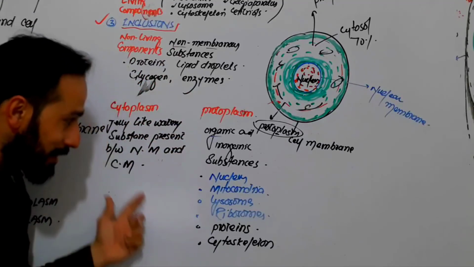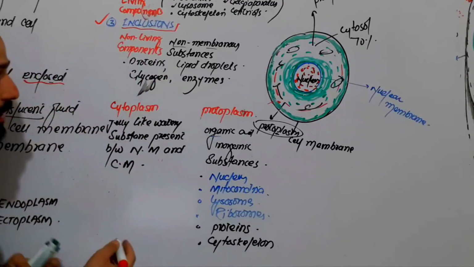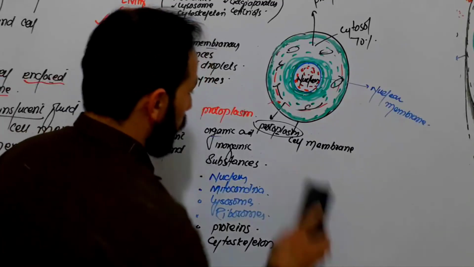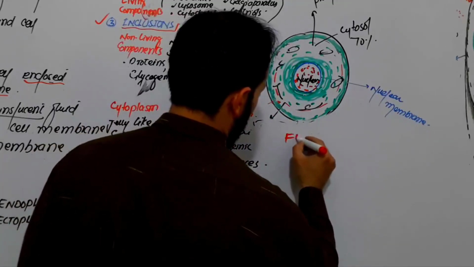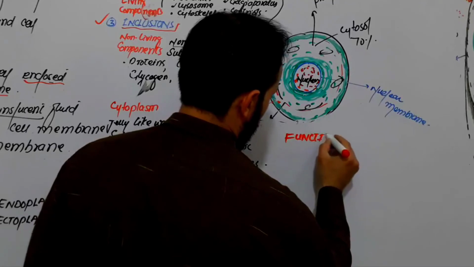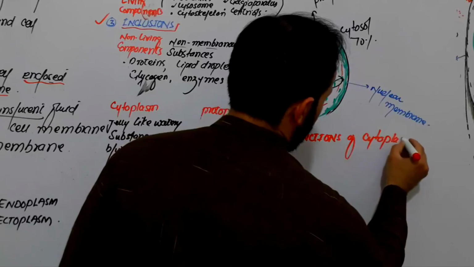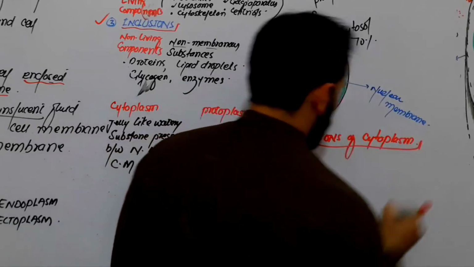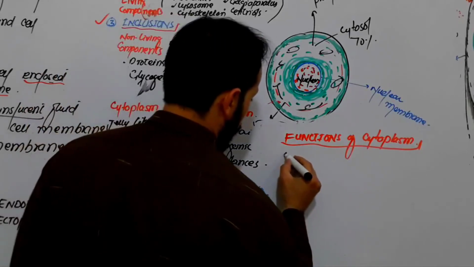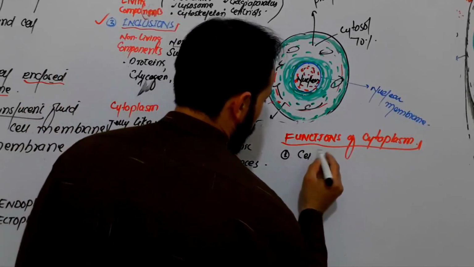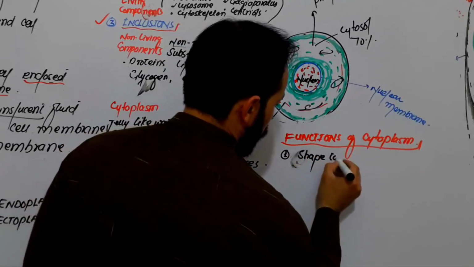Now my dear friends, what are some functions of the cytoplasm? What does cytoplasm do in our cell? What are its main functions? Let me write them here. Functions of cytoplasm. The first function that cytoplasm plays, a very important function, is that it provides shape to the cell.